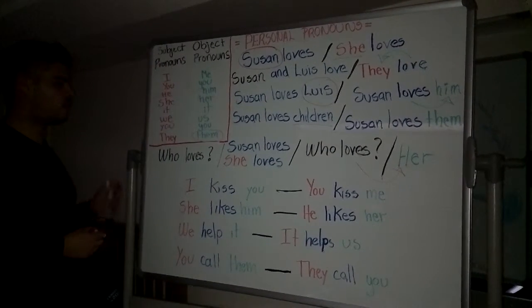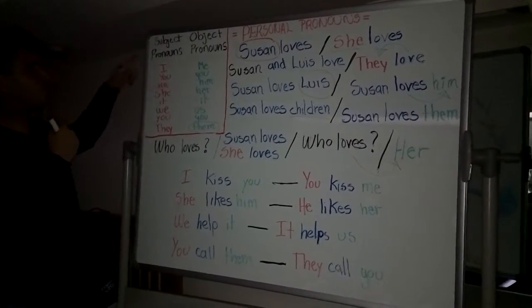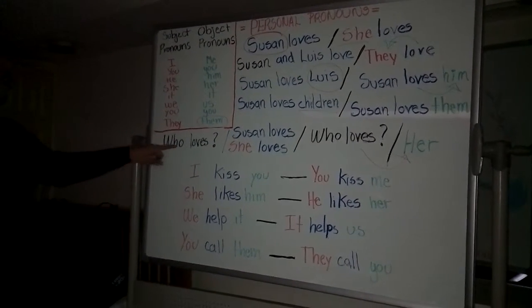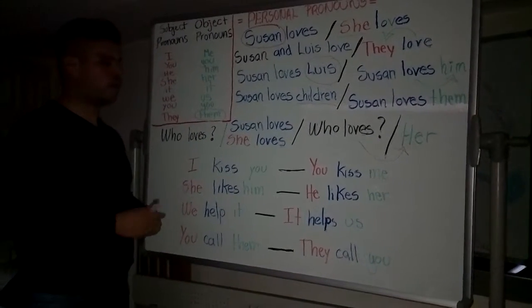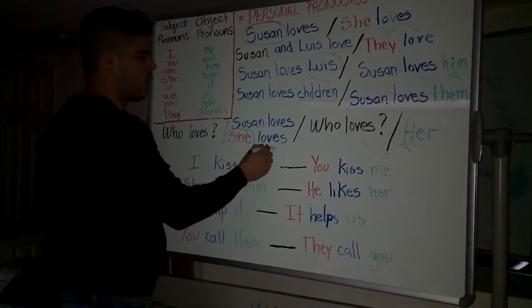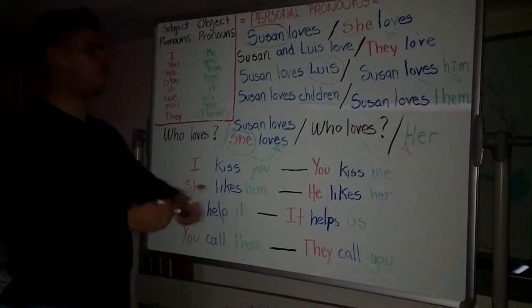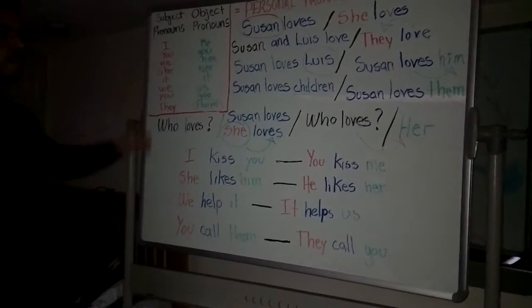In this other case, we substitute it by using subject pronouns. Who loves? Susan loves, therefore she loves. As it goes before the verb, we use a subject pronoun.